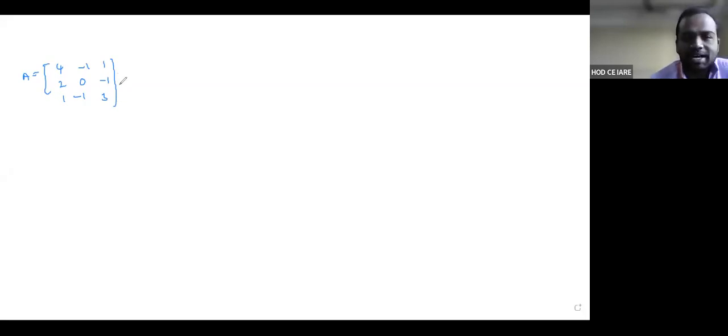I will tell you a problem to see Gauss. If capital A is equal to the matrix 4 minus 1 1, 2 0 minus 1, 1 minus 1 3, by the Gauss-Jordan method we find the inverse of the matrix, in other words, find the inverse of the matrix 4 minus 1 1, 2 0 minus 1, 1 minus 1 3 by using elementary operations.